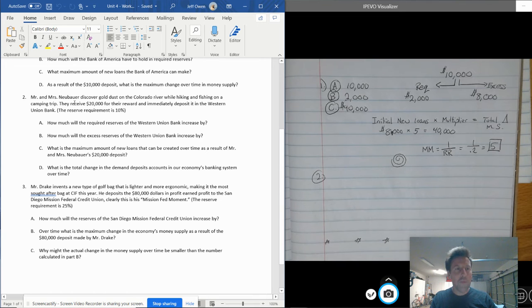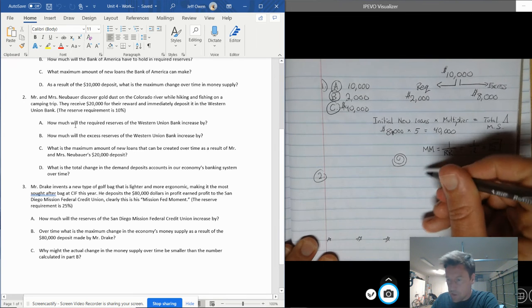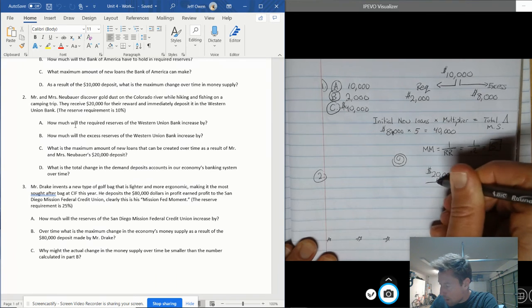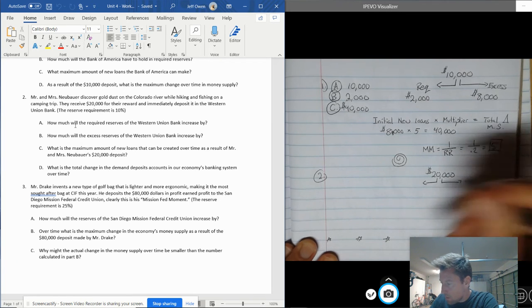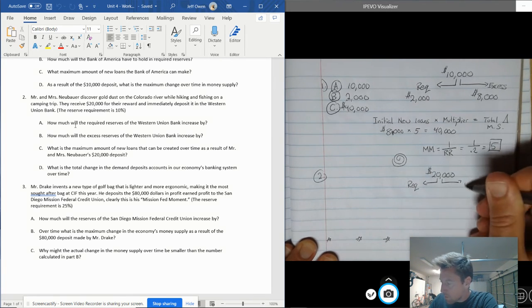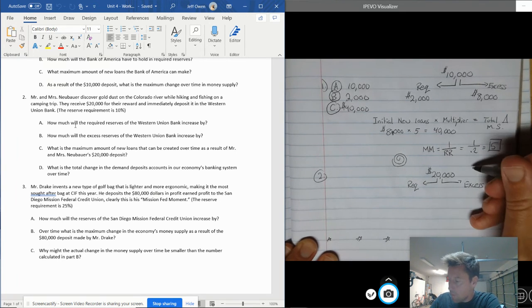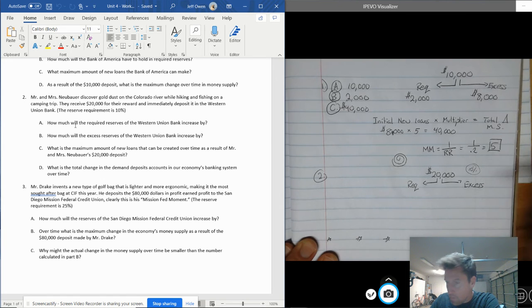So Mr. and Mrs. Neubauer find gold dust in the Colorado River while hiking and fishing on a camping trip. They receive 20 bucks for their reward and immediately deposit it into Western Union Bank, where the required reserve ratio is 10%. Cool. So we know that they just took in $20,000. I know where this problem's going, so I'm just going to set it up for it. It's going to have to go into the required reserves. It's going to have to go into the excess reserves. And our number is 10%. So let's just keep that 10% just floating around up there.